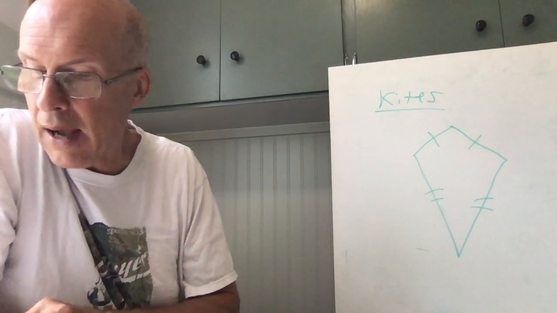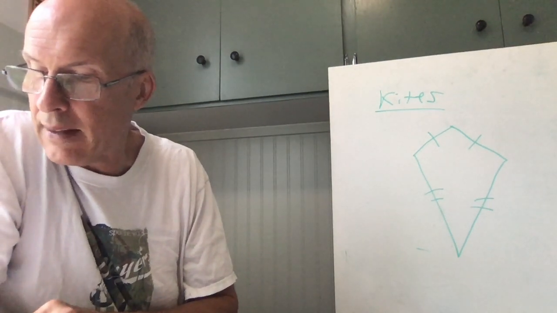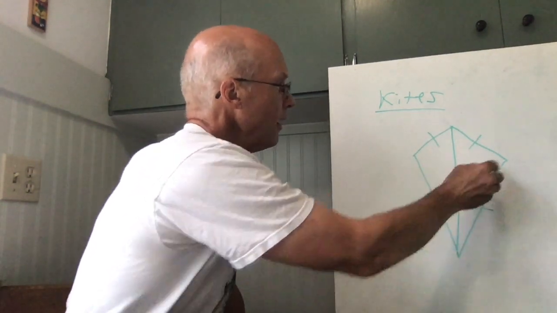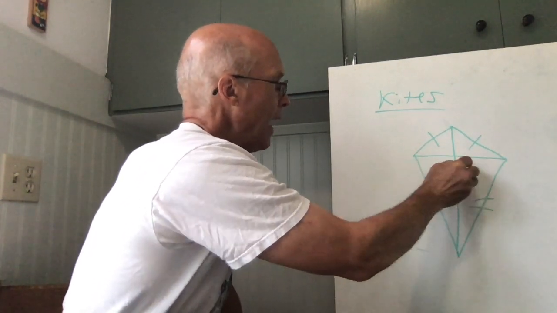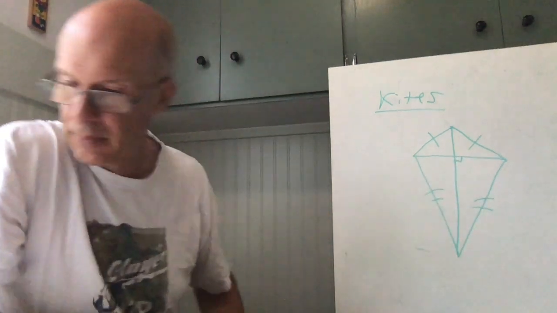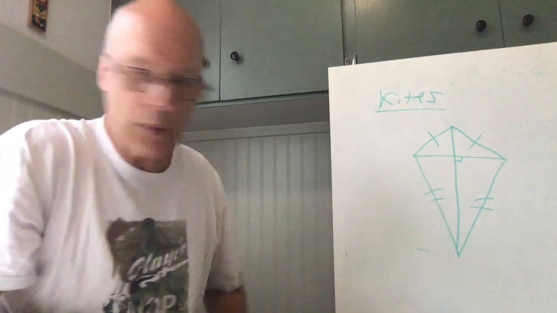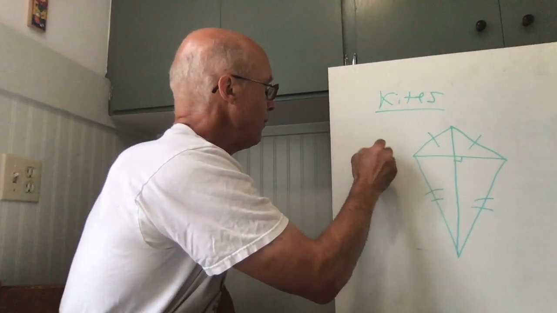So 625, it says if a quadrilateral is a kite, then its diagonals are perpendicular. That is going to be perpendicular with that. That's 625.